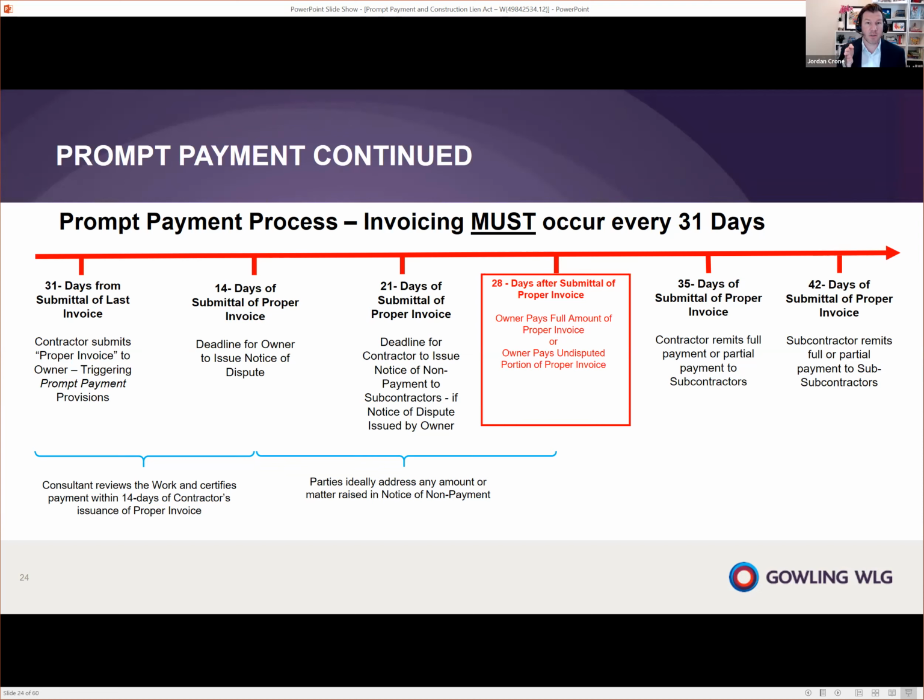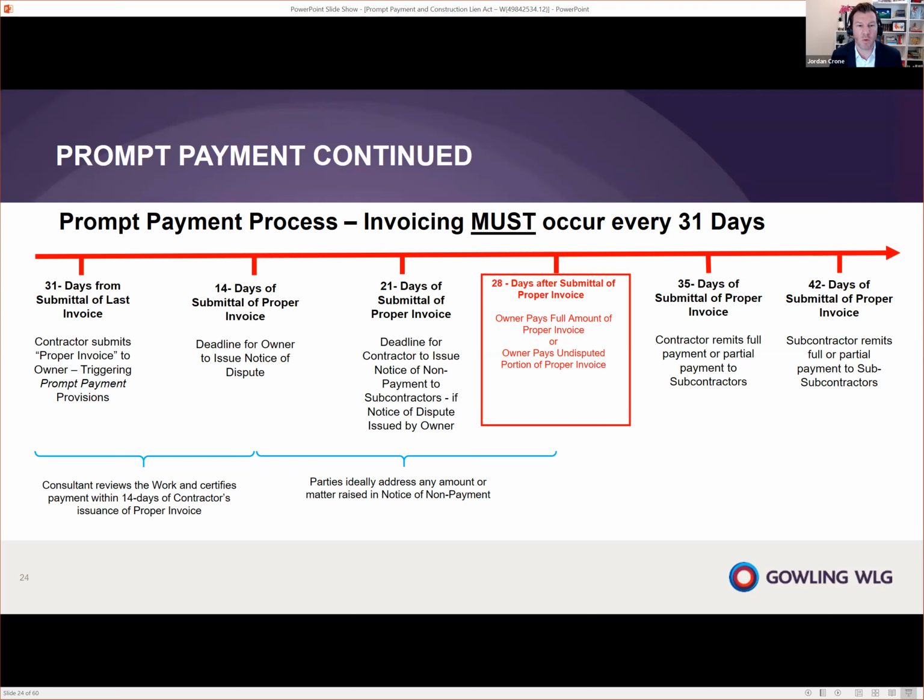28 days from the submission of the proper invoice, this is when the owner is going to pay in full the amount of the proper invoice or any undisputed portion of the proper invoice. 35 days from the submission of the proper invoice, the contractor is going to remit full or partial payment to its subcontractors. And then 42 days after that, the subcontractor is going to remit full or partial payment to its subcontractors.